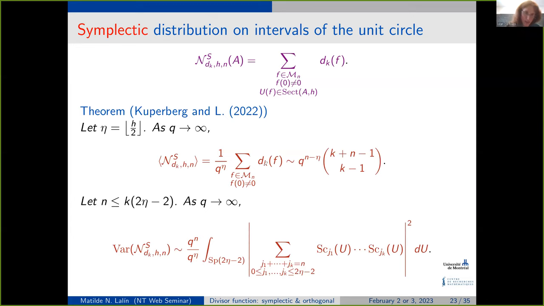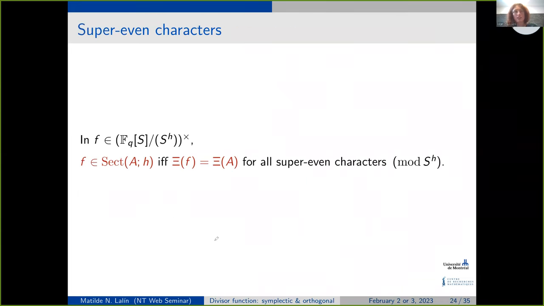Basically, we can compute the mean, and then we can compute the variance. And the variance, again, will be some integral similar to what I was describing before, but now over the symplectic matrices. Okay. Now, I should hurry up a bit.